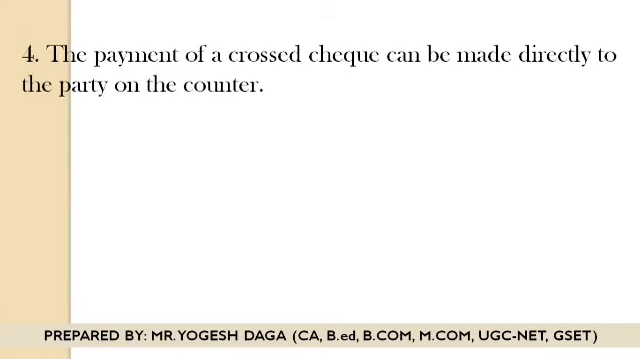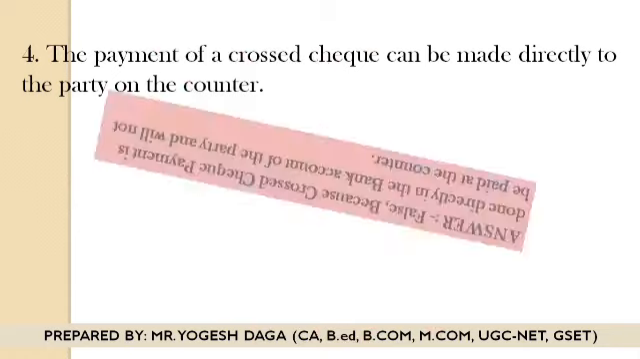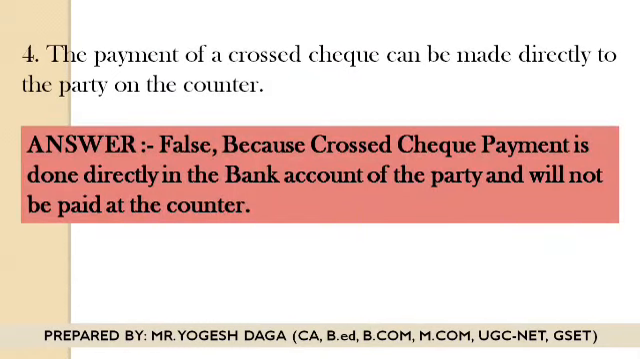So here the statement is saying the payment of the cross check can be made directly to the party on the counter. So here the answer is false. Why is the answer false? Because the cross check amount is directly deposited in the account. It is never paid to us if we go to the counter and ask for payment. Okay, so this statement is false.